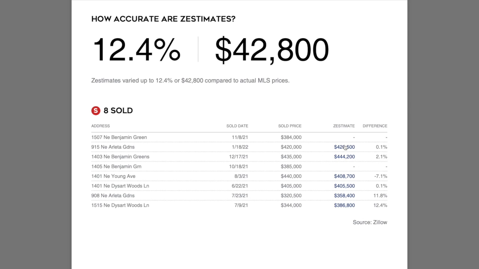So if you look at this list, this home, the difference was almost exact. There was a $500 difference, whereas down here, this home, the estimate was $386,000, but it sold for $344,000. So that person's going to be disappointed if they're only going off of the Zillow Zestimate. And then you have this over here. The Zestimate was $408,000, but they got $440,000. So that's a big difference. So just keep that in mind when you're looking at your Zestimate. It can vary drastically from what your house is actually worth.